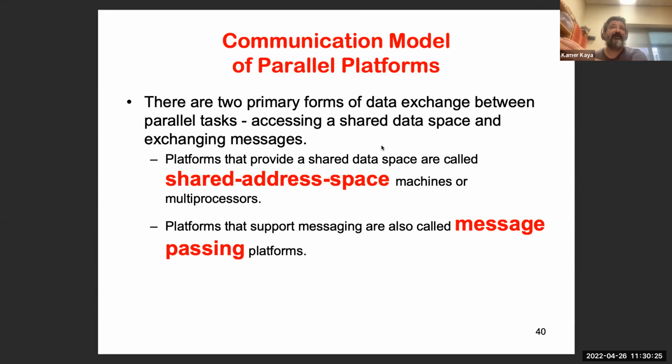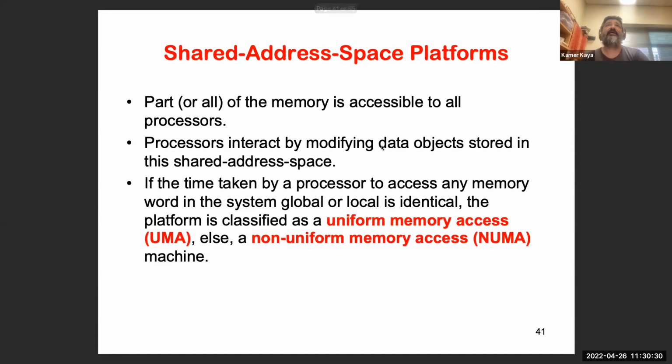If either when you do message passing or when you work on shared address space machines. So in shared address space platforms, part or all of the memory is accessible to all processors. You can have multiple cores in a single node, and you have a single memory. So all the memory is accessible to all cores. In fact, processors can interact by modifying data objects stored in the shared address space. So one can write, the other can read. So that's the communication medium, in fact.